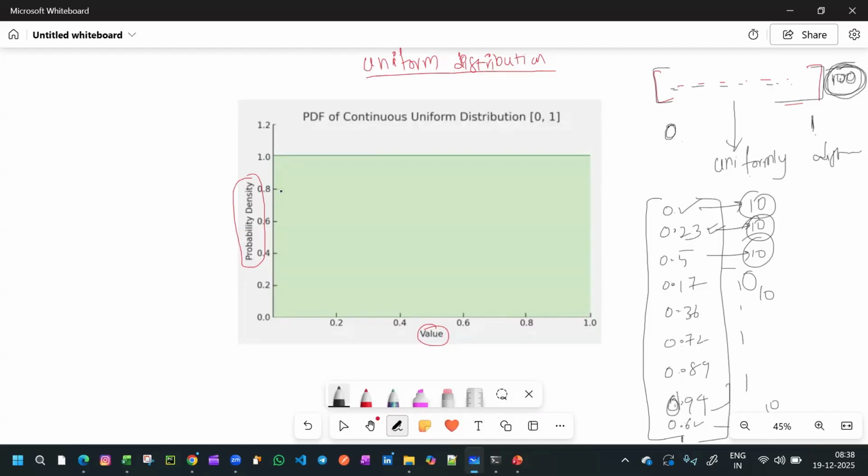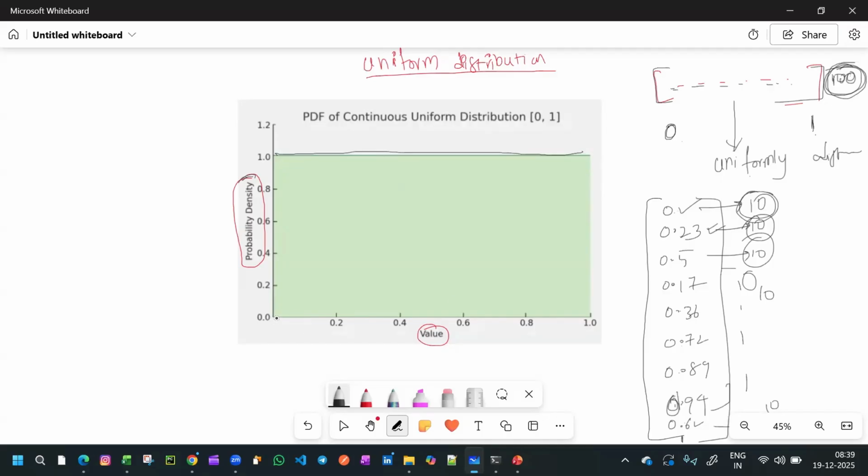So this is a probability density. Density probability means they are repeated the same number of times. If the number of repetitions is the same, the probability of having that number in this list is the same. That's why it's the same distribution: each and every value is repeated the same number of times.